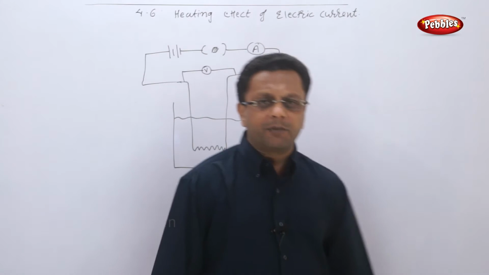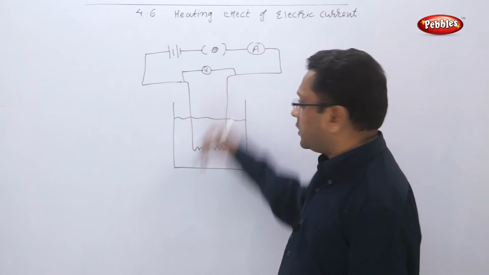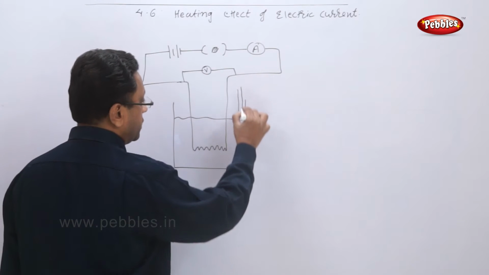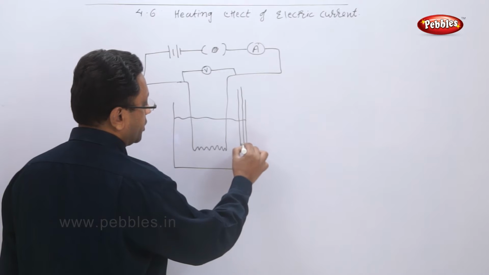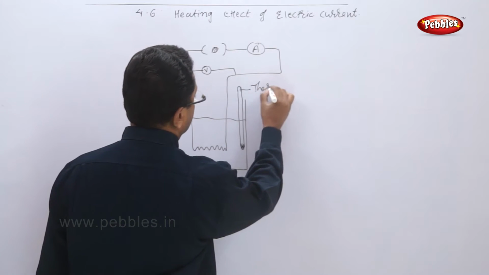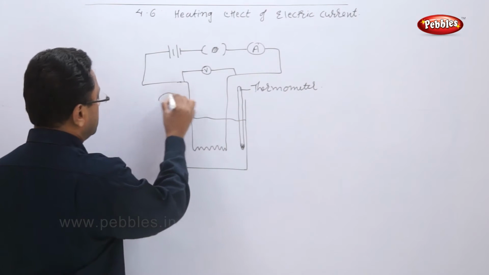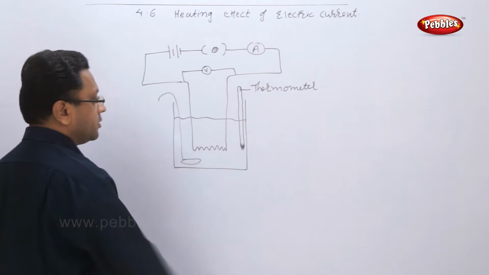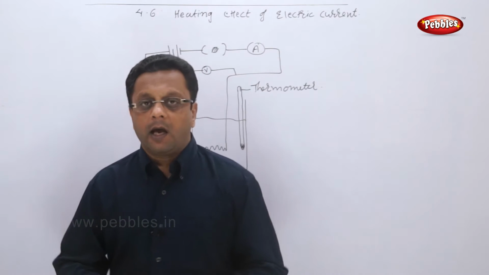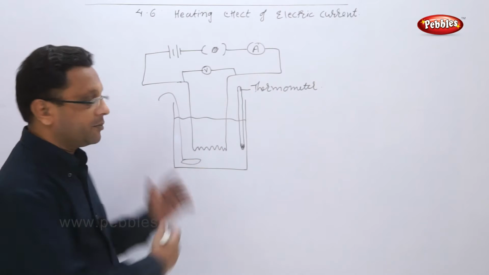This is a simple circuit diagram for this. Water is there. This coil is immersed into the water. Let us find out the temperature of the water. Let us dip one thermometer in this. And here is one stirrer.